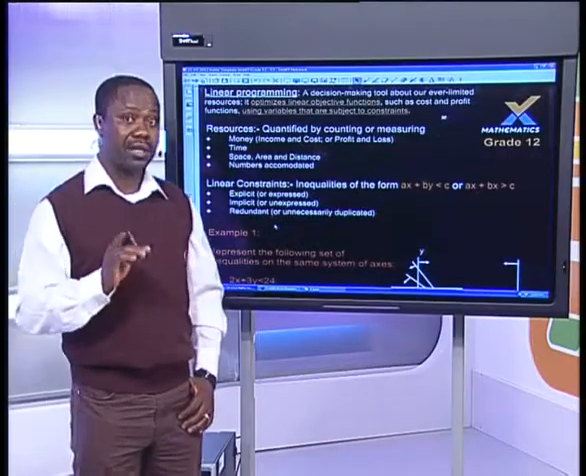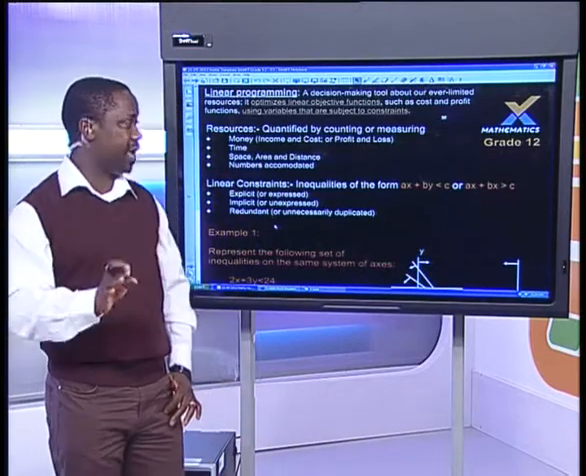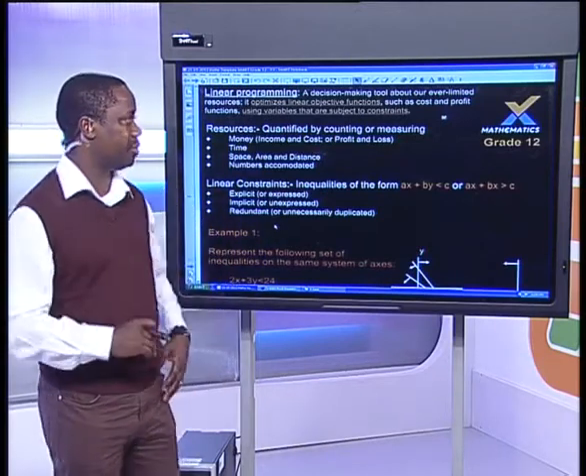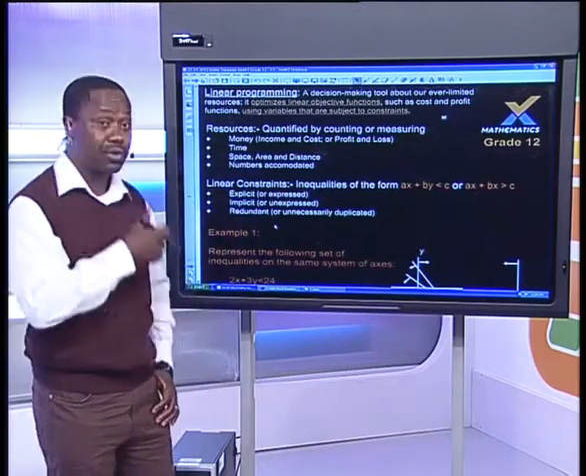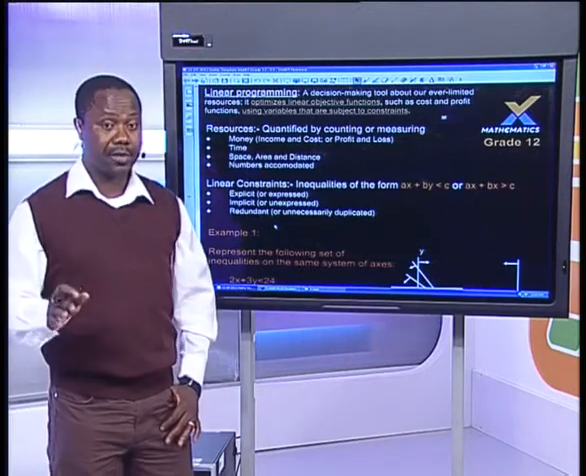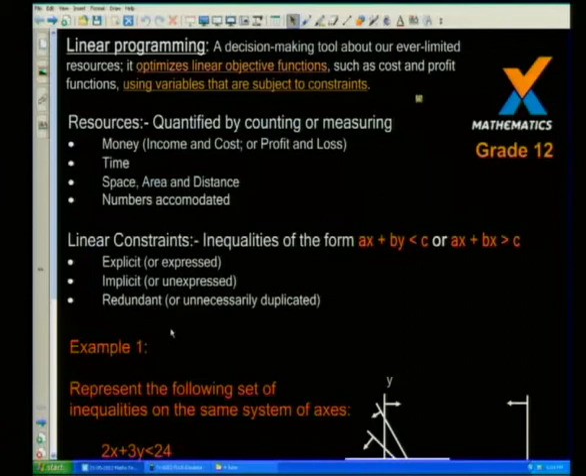Our resources will be quantified in terms of counting or measuring, and typically we're talking about money, time, space, area, distance, and the numbers that you can accommodate in a certain space. And when we talk about money, we will be talking about income and cost or profit and loss. Those who are doing accounting, economics, they've already heard of that terminology. And yes, it's not only resources. We have linear constraints, like I've mentioned already. And these constraints are represented in the form of inequalities.